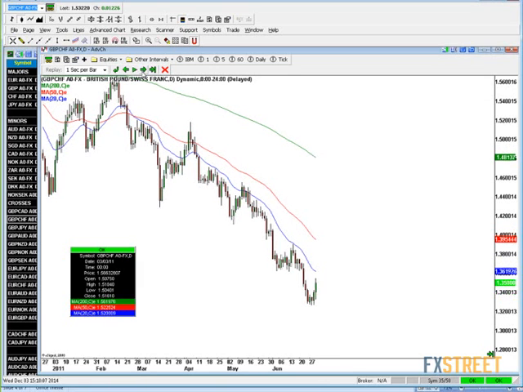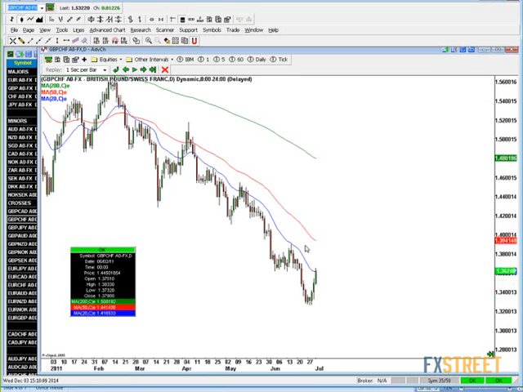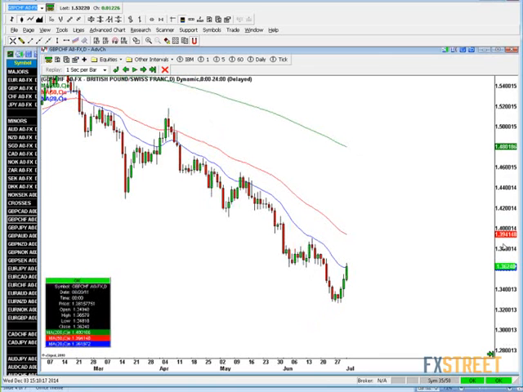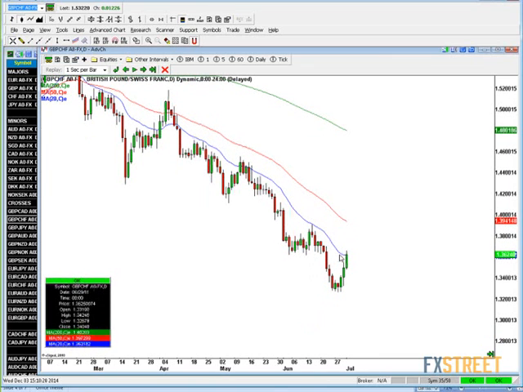No prizes for guessing that. So then we get a pullback. And, of course, we've got the market making lower highs and lower lows, and in that, it's cycling. Let me make this bigger for you. So we've got a second test of this moving average.